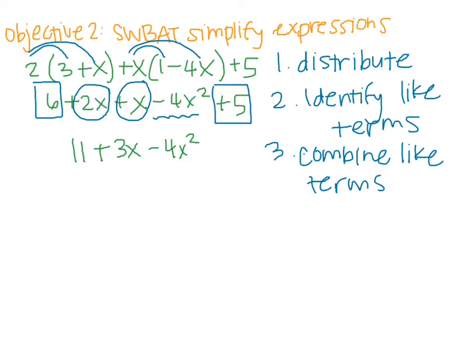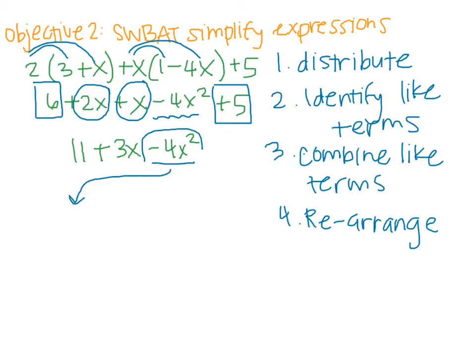Now I'm ready for my final step. Step 4 is to rearrange things. It is standard for us to start with the term that has the largest exponent first. So when I look over at these 3 terms, 11, 3x, negative 4x squared, this one has the largest exponent because it has an exponent of 2. So I'm going to take that and I am going to move this term to the front. When I move it, I need to make sure I move the sign that's in front of it as well. So it will be the whole negative 4x squared.